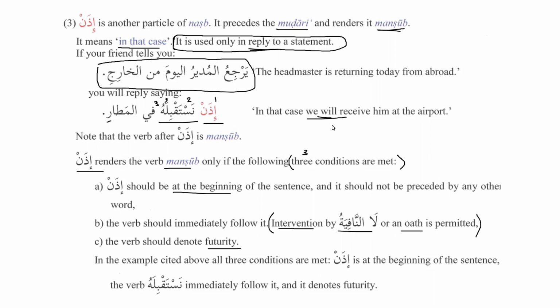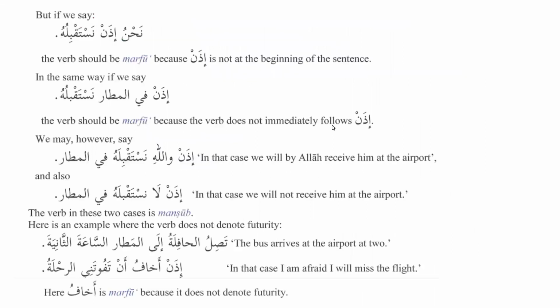That's how it is used. But if we say نحن إذن نستقبله, now we can see over here نستقبله is not mansub. Why is it not mansub? Because before إذن we have نحن, and the condition is that it should come at the beginning of the sentence. But here the condition is not met.